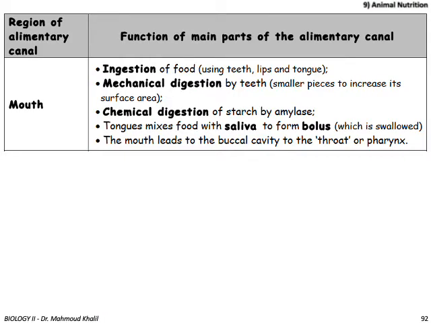So we have this table to see the location and the function of the main parts of the alimentary canal. In the mouth, three processes occur: ingestion, mechanical digestion, and chemical digestion. Ingestion, of course, of food using the mouth and teeth, lips, and tongue. Mechanical digestion is by the teeth. Chemical digestion of starch only occurs in the mouth by the enzyme amylase. The tongue is used to mix the saliva to form something called a bolus, which can be easily swallowed. And then the mouth leads to the buccal cavity, to the throat or pharynx.